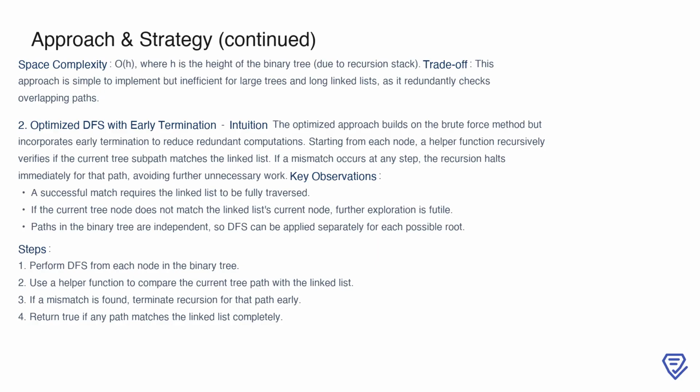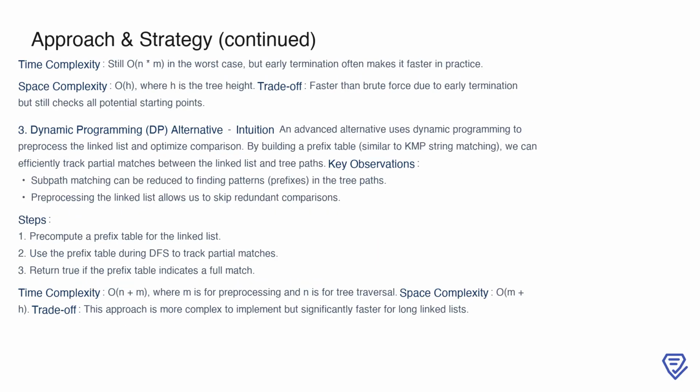potential starting node. The optimized DFS with early termination still has a worst-case time complexity of O(n * m), as we may still need to compare the linked list against multiple paths in the tree. However, in practice, early termination significantly reduces the amount of redundant computation, making it faster than the brute force method. The space complexity remains O(h), where h is the height of the tree, due to the recursion stack. While this approach is faster in practice, it still requires checking all potential starting points in the tree.